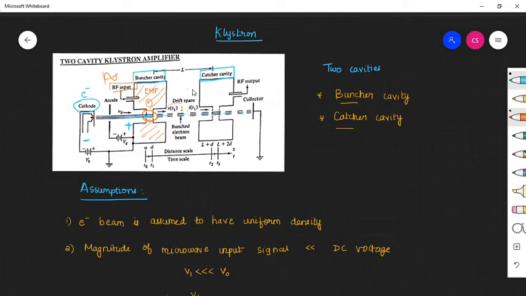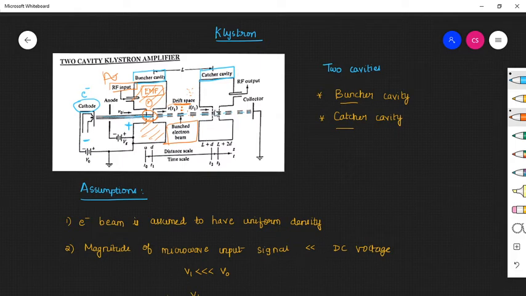So what happens? The slow electrons and fast electrons start forming bunches, and this is what we call the bunching process. Due to the field present in the buncher cavity, the electrons are accelerated and decelerated, and they start forming bunches in the space called the drift space. These bunched electrons have more energy when compared to the electrons previously.